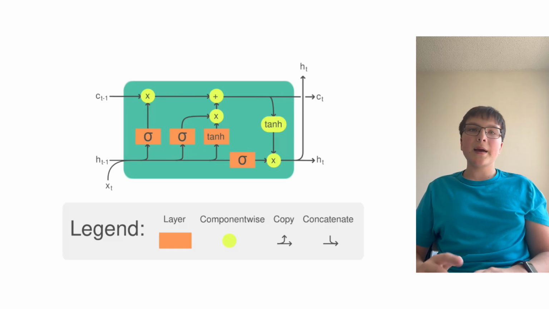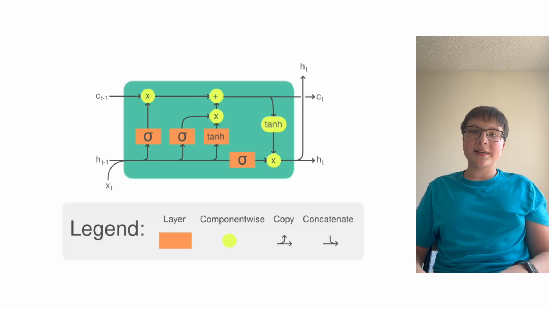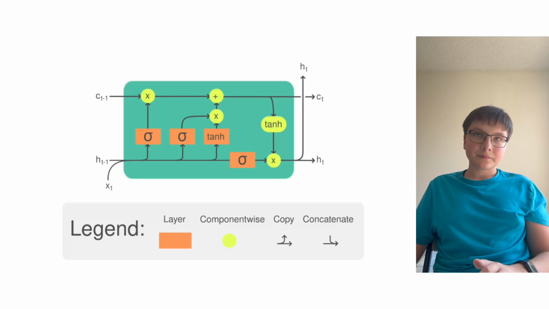These gates are the input, output, and forget gates. The cell remembers values over arbitrary time intervals, and the gates regulate the flow of information into and out of the cell. Forget gates decide what information to get rid of from the previous state, and do this by mapping the previous state and the current input to a value between 0 and 1.